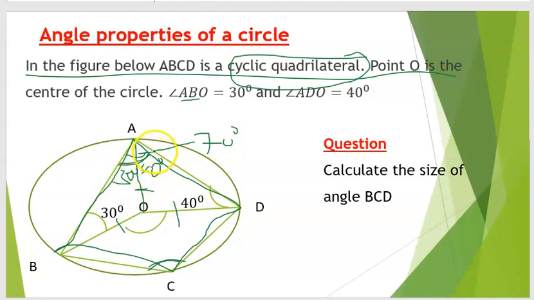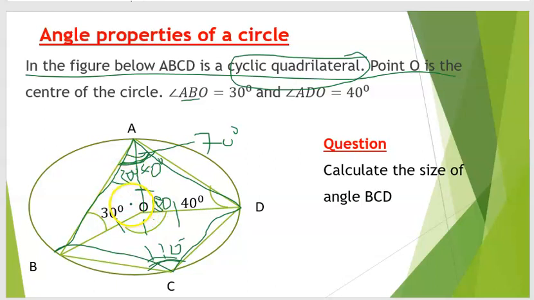Now, since this is a cyclic quadrilateral, angle A and angle C should add up to 180. So if this is 70 degrees, from 180 it's 110 degrees. This is going to be 110 degrees because they are opposite angles of a cyclic quadrilateral. The same question can also be done this way, because you already know this. This is 40, so this particular angle is going to be 100.